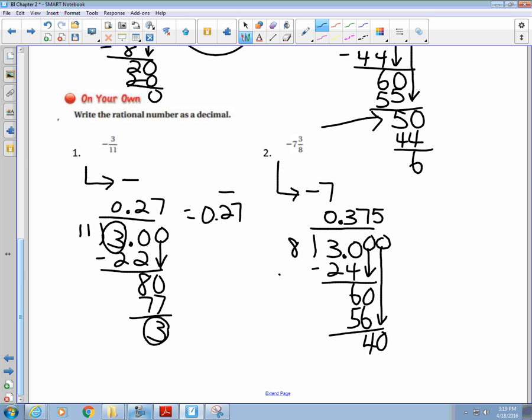Okay, so we have to take this 0.375 that we have right here and add it to what we already have with the -7 that we carried down from the beginning of the problem. So it's going to equal -7.375. All right, and that's how we're going to change rational numbers into decimals. We're going to use long division in order to do that, and we're going to carry down any negative signs and whole numbers straight down to our answer.